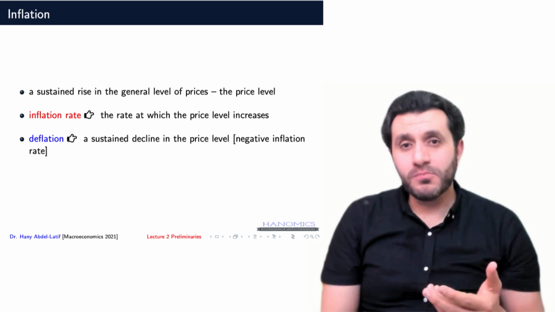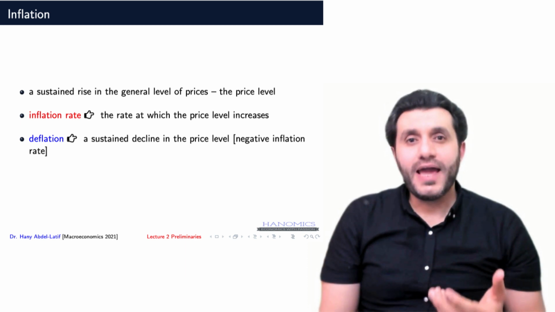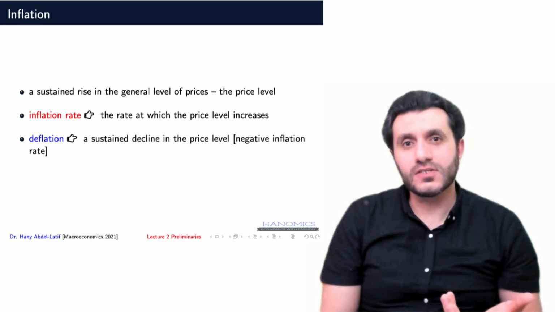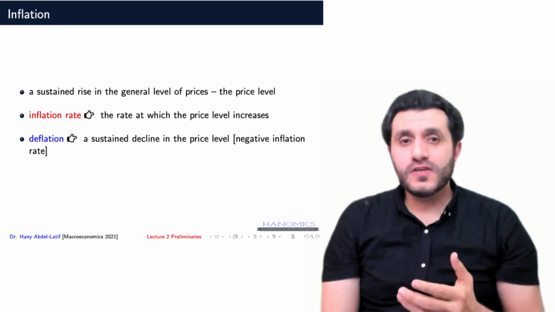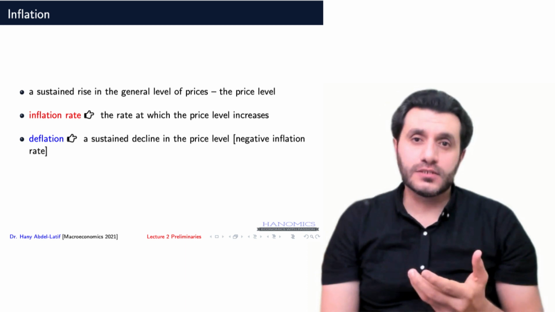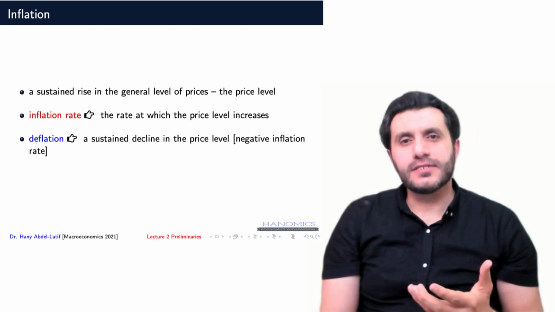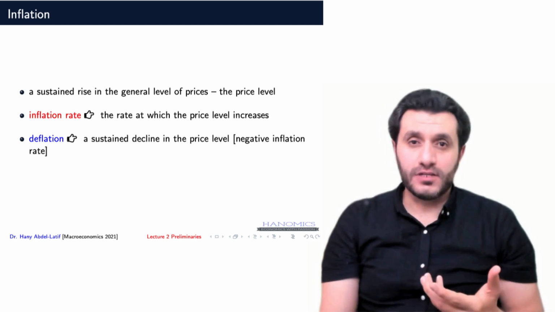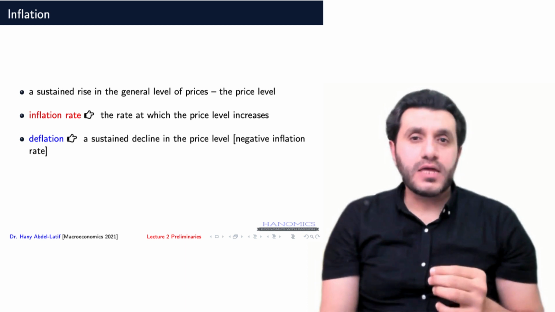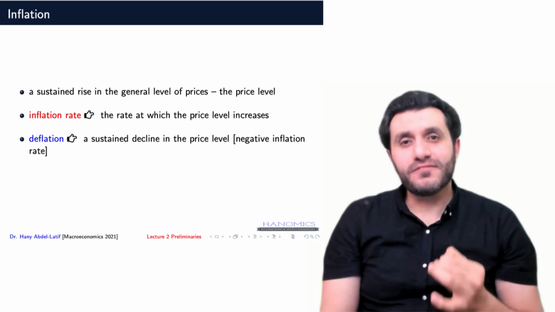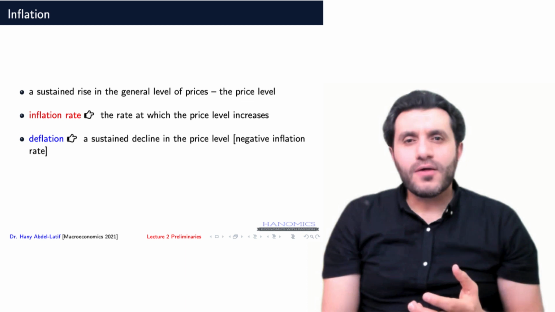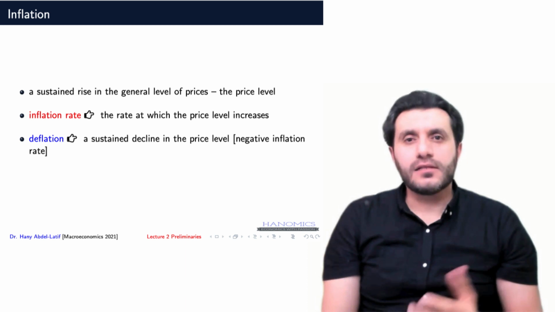Deflation is the opposite of inflation, when we have a sustained decline in the overall prices. You may think of this as negative inflation. How to calculate the inflation rate? Or how do we calculate the general price level? We could do that by calculating the GDP deflator or the consumer price index. Let's talk about these two concepts in more detail.